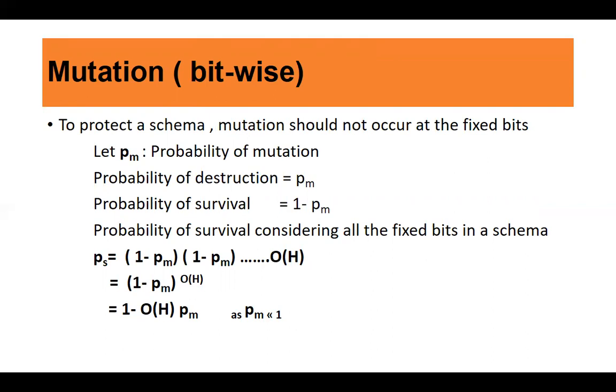So let PM be the probability of mutation, which is nothing but the probability of destruction, right? Why? Because if it is mutated, then it is destroyed. It is not original because you are changing the bits itself. So the template will not be the original template, right? The originality of the template will be destroyed. So we say probability of mutation is nothing but probability of destruction.